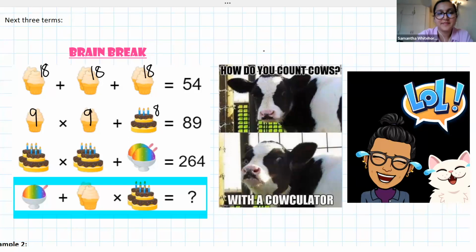Perfect. For the third one, I said 16 times 16 plus 8 to get 264. And where did the 16s come from? The 16 came from the previous cake that was 8, so I multiplied the 8 by 2. Perfect. Excellent. Well done. And then the last one, I said 4 plus 18 times 16 equals 292.